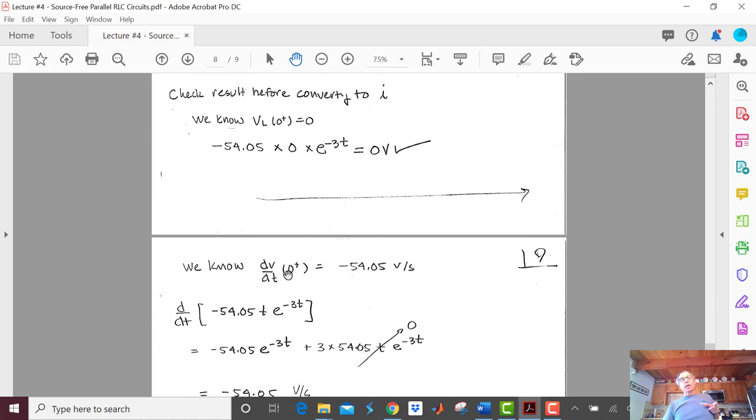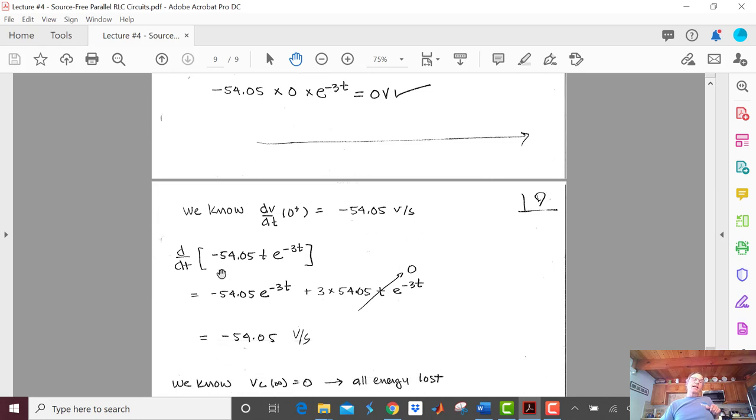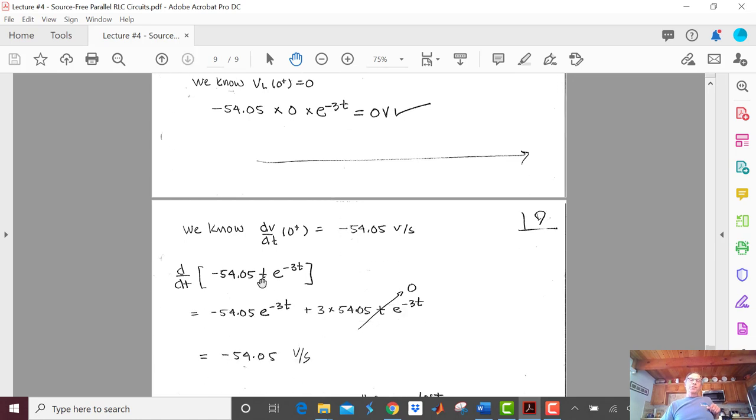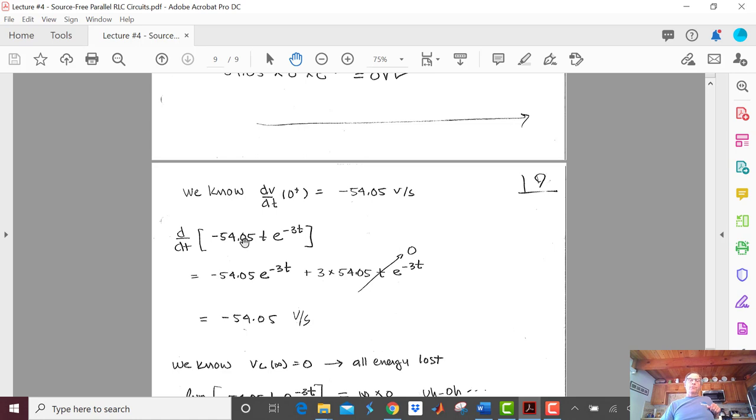We know from looking at our circuit before that dV/dt at 0+ was equal to minus 54 volts per second. So let's take the derivative of our equation up here. It's not that hard. We just use the chain rule: first we take the derivative of this times this, and then the derivative of this times that. We substitute in zero, and we get a zero because we have a t here, and our exponential turns into a one, and we got minus 54.05 volts per second. We like that because that's what we know.